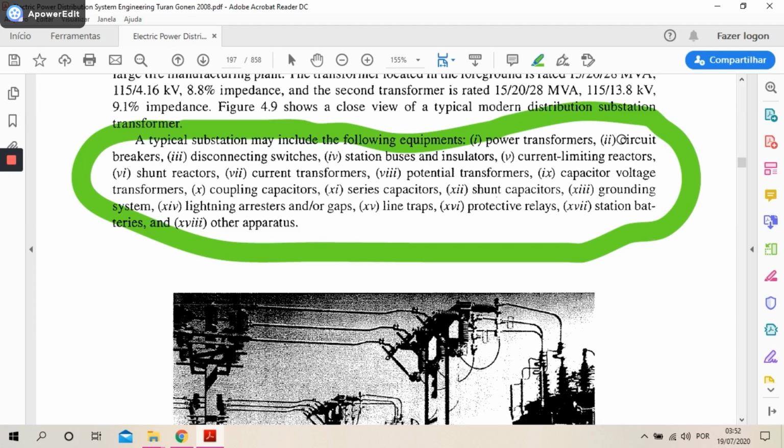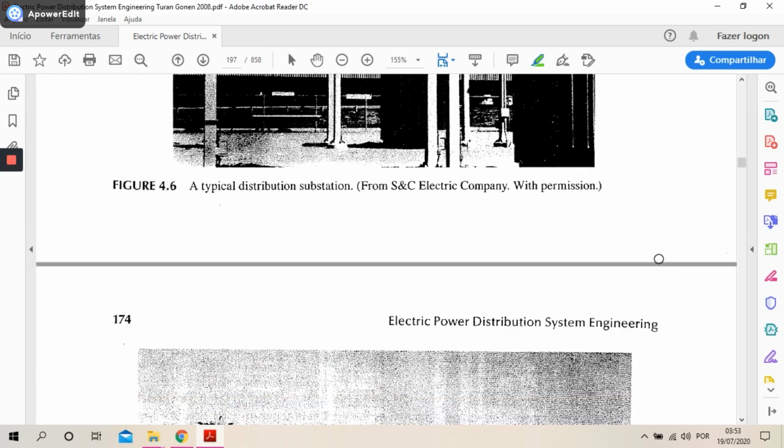From these, circuit breakers, very important for distribution engineers, circuit breakers, current transformers, and potential transformers, and here protective relay, they make up the protection equipment of the substation and or the lines. Then these equipments here, circuit breaker, current transformers, potential transformers, and protective relays are very important for protection. Let's continue.